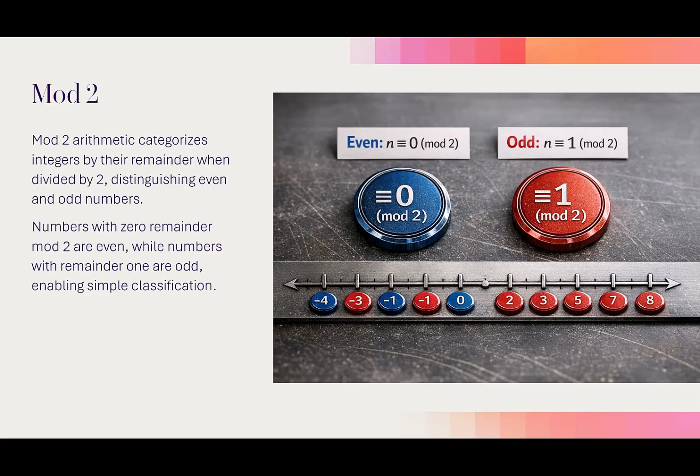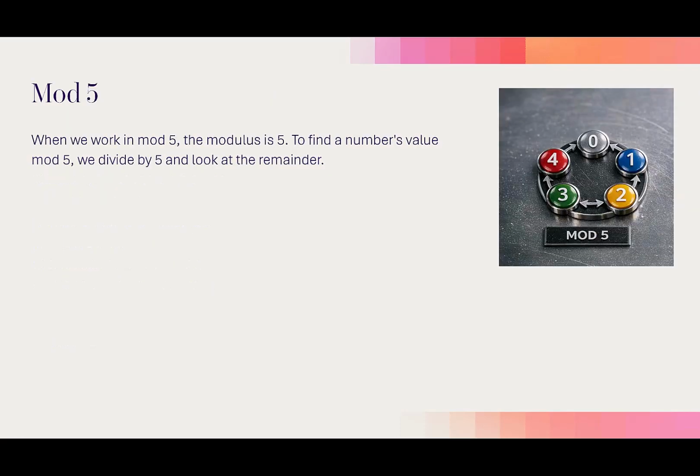Let's start with a super easy mod, which is mod 2. Mod 2 categorizes integers by their remainder when divided by 2, which means we either have a remainder of 0 or a remainder of 1. Numbers with 0 remainder mod 2 are even, while numbers with remainder 1 are odd, enabling easy classification of numbers. So for example, 12 mod 2 would be 0 because 12 is even, while 31 mod 2 would be 1 because 31 is odd.